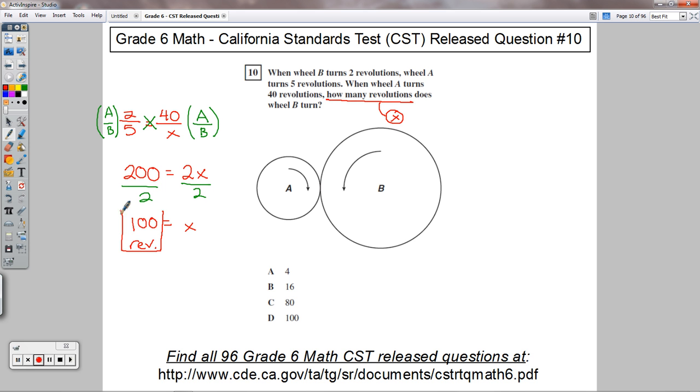We could check our answer by plugging it back in. So 40 over 100, that would be 4 over 10. If you divided both by 10, 4 divided by 10, that would equal 2 over 5. So we know that that ratio would be the same, would be equivalent to that ratio. So how many revolutions does it turn? That would be choice D.